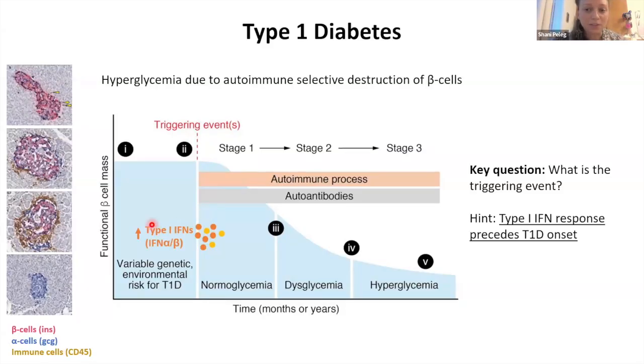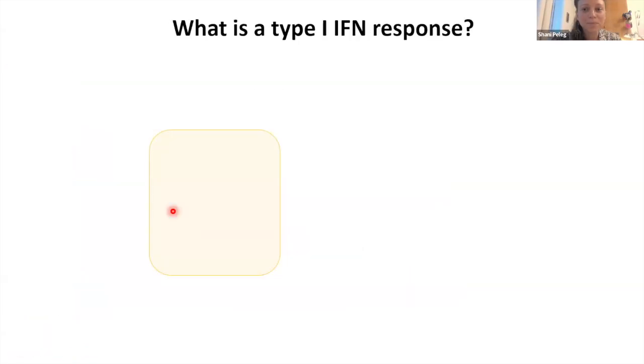that may explain how this all begins, and that is that the autoimmune process that precedes type 1 diabetes is preceded by a type 1 interferon response. So what is a type 1 interferon response?